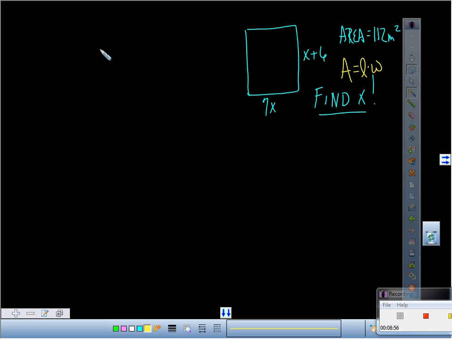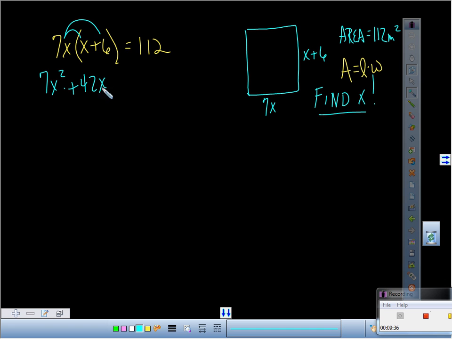Now, I like the way he wrote it because that's the way we're accustomed to seeing it. So, 7x times x plus 6, length times width. Doesn't matter what you call what, people. Equals 112. Now, what am I going to do? Yeah, I'm going to distribute first. There's more than one way to work this problem, but I'm working it this way because I want to show you something. When I distribute the 7x, what do I end up with first? 7x squared, perfect. And then what? Plus 42x. And then I'm going to leave a space and do my 112.